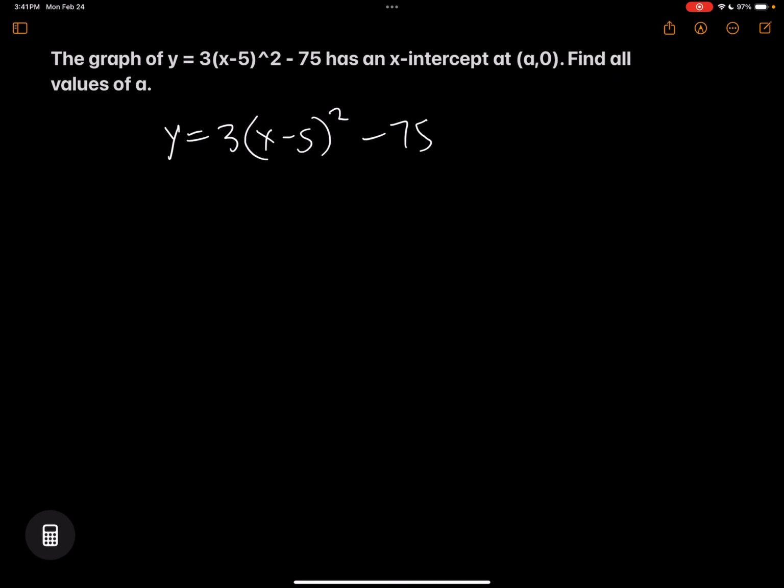In this video, we're going to be discussing how to solve this problem in Algebra 1 on quadratic equations and quadratic graphs involving circles. So here's the problem statement. The graph of y equals 3 times (x minus 5) squared minus 75 has an x-intercept at (a, 0). Find all values of a.